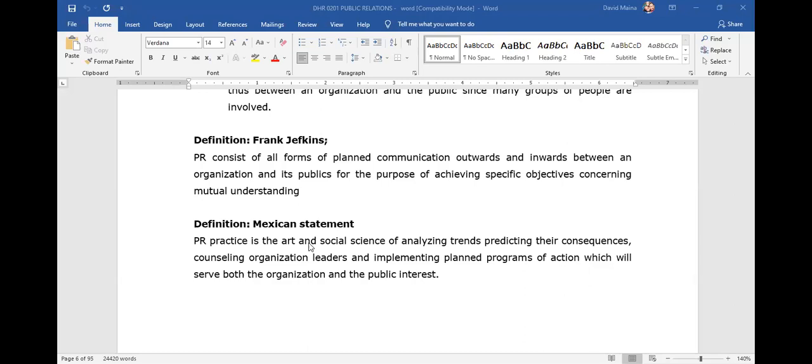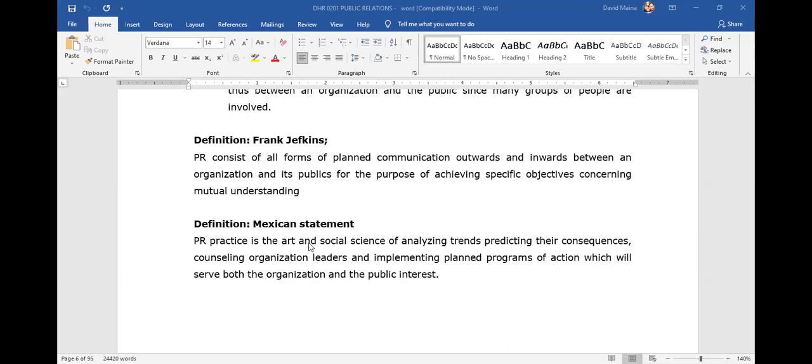For the purposes of doing what? For the purposes of achieving specific objectives concerning mutual understanding. So in other words, public relations is the relationship between the organization and the publics for the purposes of creating a mutual understanding. Mutual understanding is mutual, something that is mutual happens between two people. It cannot happen within one person. It is between two people.